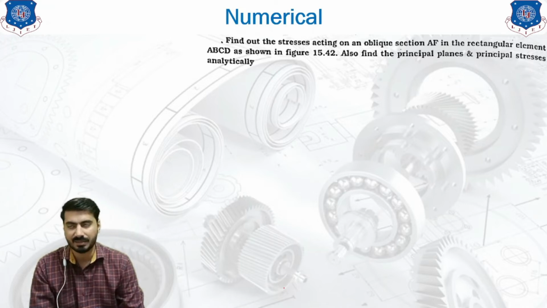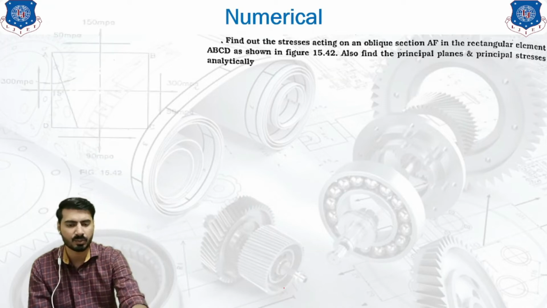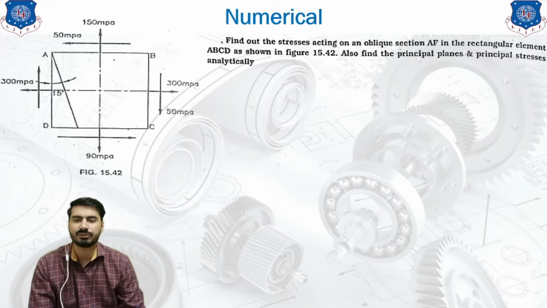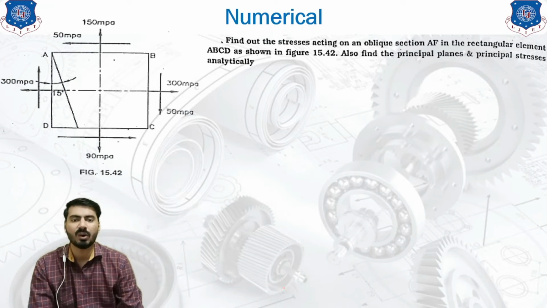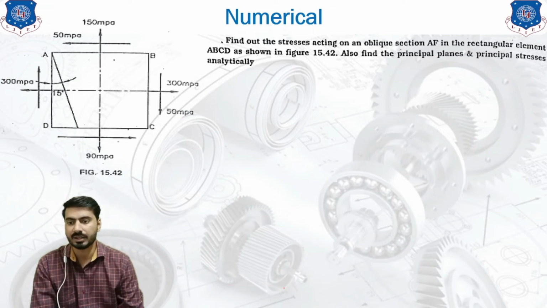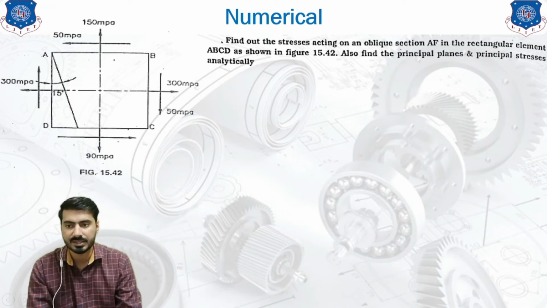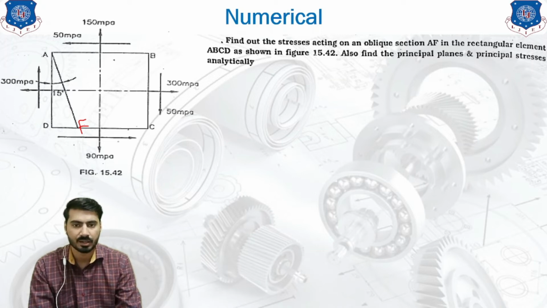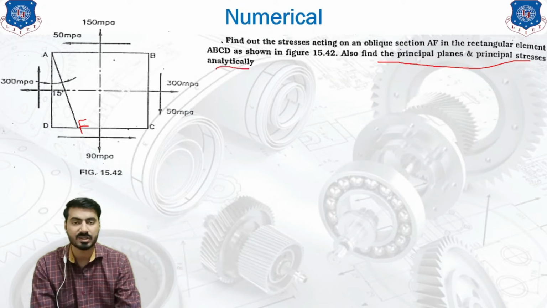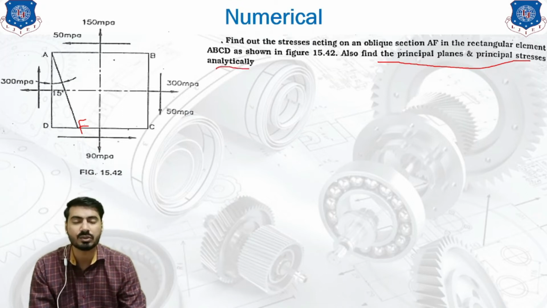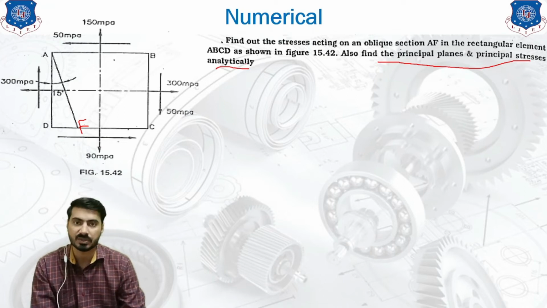In this example, they have provided a figure, so let me provide you the figure also. This is the figure of ABCD, and you need to find out the stresses on the oblique section AF. Here the oblique section AF is represented like this. This is A and this one is F. Also, find out the principal planes and principal stresses analytically. So here they have specified that we need to find the principal planes and principal stresses analytically separately.